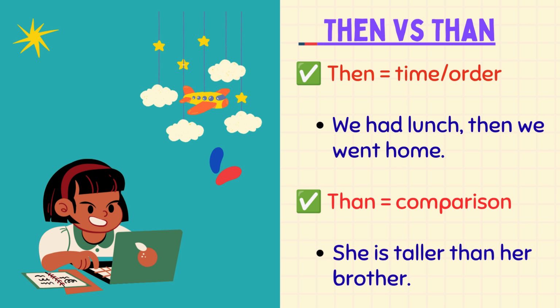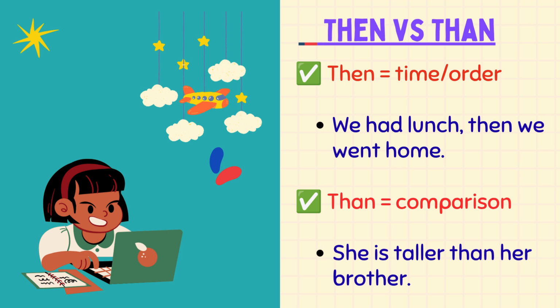Then versus than. What is then? Then is related to time or sequence, time or order. Example, we had lunch, then we went home. We ate dinner, then watched a movie. Finish your homework, then go outside. First study, then relax. So it always relates to time and sequence, an order.